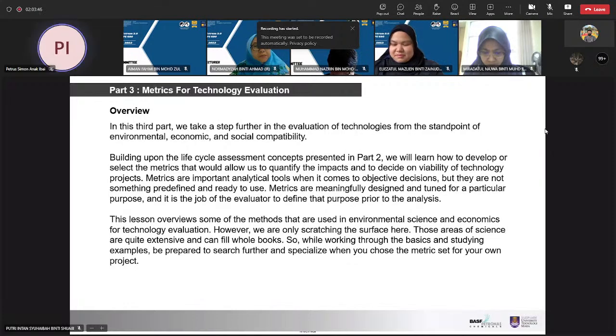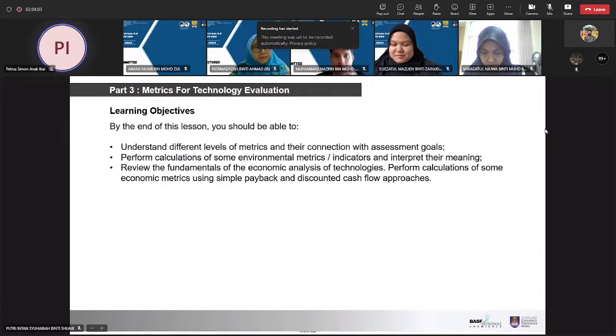All right, so in this part, basically we are looking into the evaluations of the technologies from the standpoint of the environment, economics, and also the social compatibility. So I think we can start next. So basically by the end of this part 3, we can be ready for the real application of this.